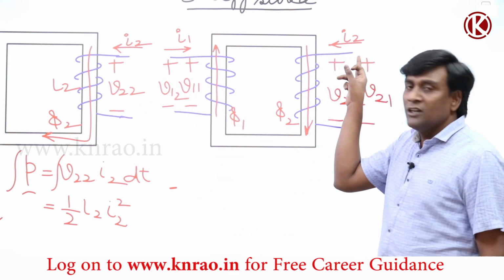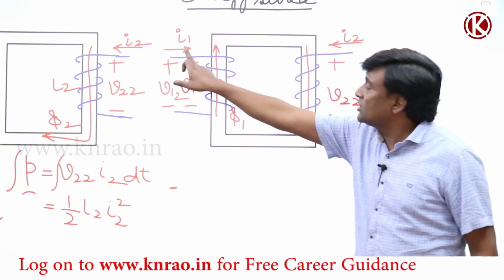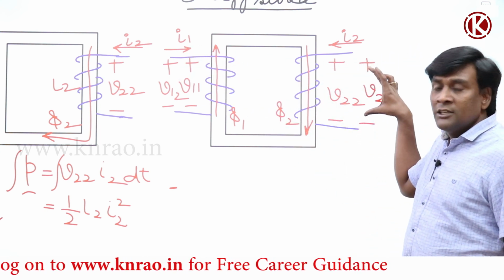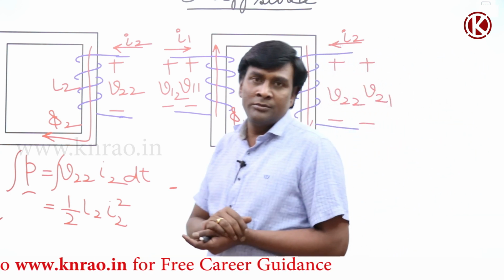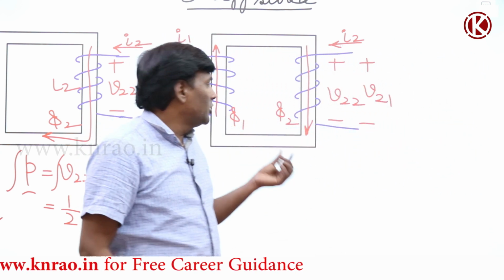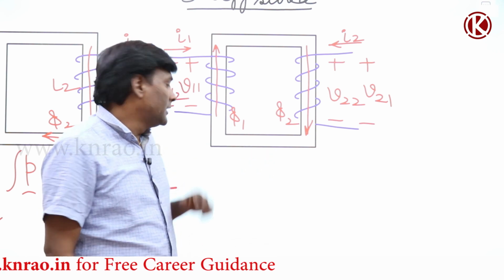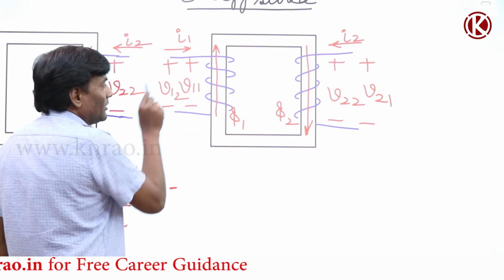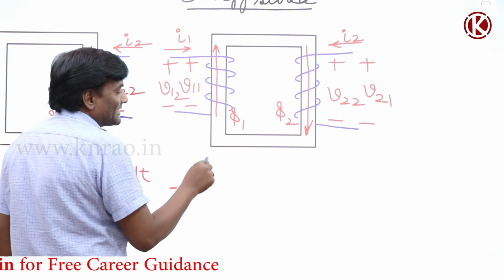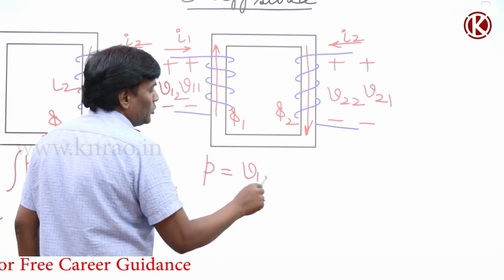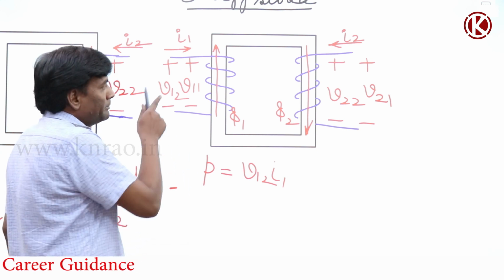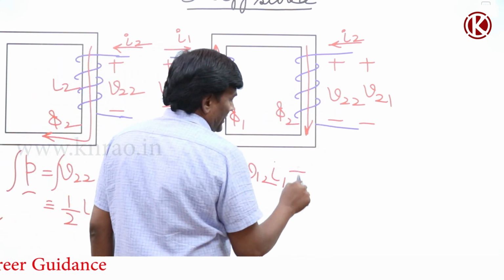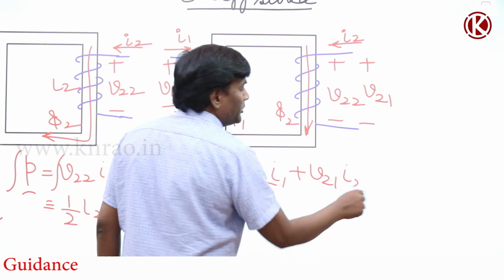Now if I think of I2 as a current source, because of I1 the voltage is increased here, so the moment voltage is increased for the same current, I am going to get more power absorbed. That particular power absorbed will be stored here. Now if I look at this extra power, this is V12 into I1. This is extra power because of mutual, and here plus V21 into I2.